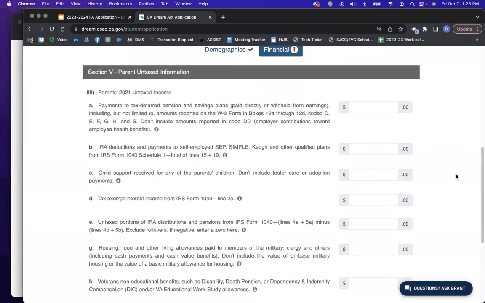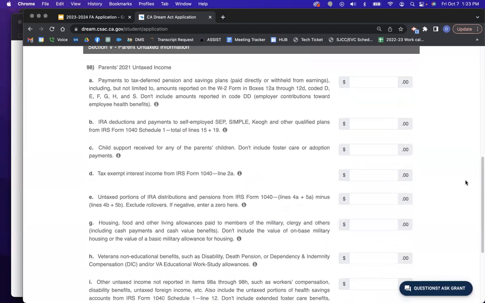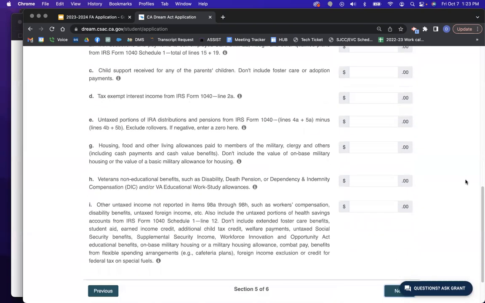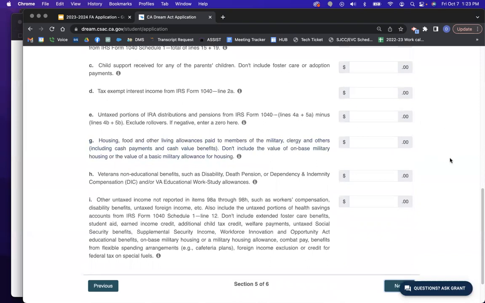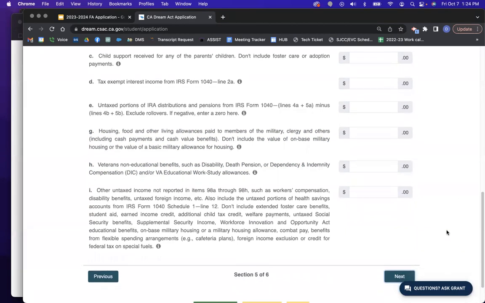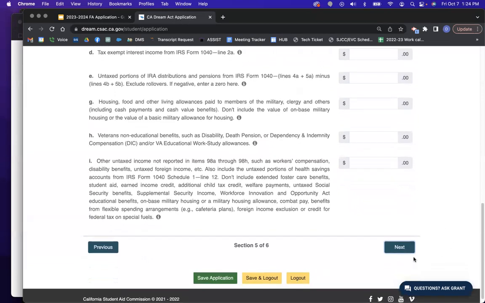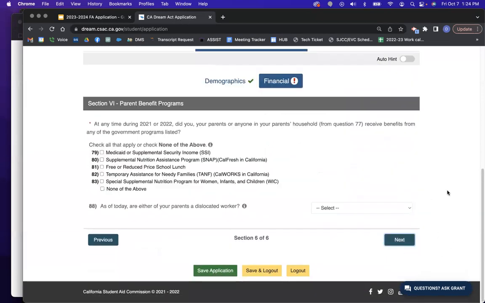Here's information about untaxed income. So you're gonna go ahead and ask if they're contributing to any pensions, retirement, if they pay for the living cost of anybody in the church or the military, if they're veterans, if they're getting any benefits again, or any other untaxed income that they're not reporting. Very unlikely, but you can go ahead and ask them. Okay, very similar to the previous question.